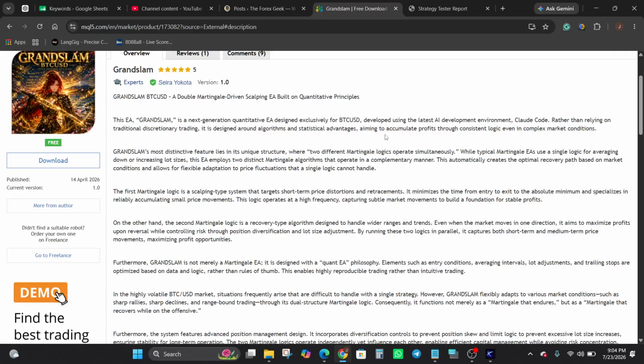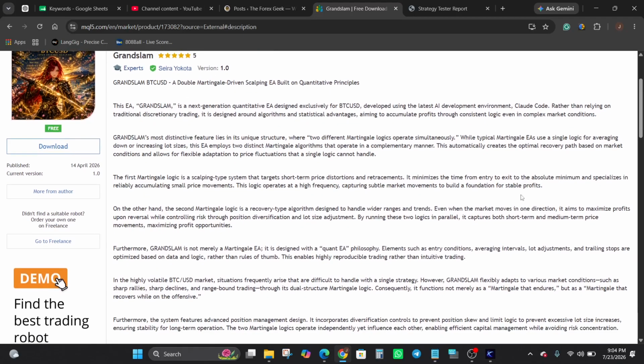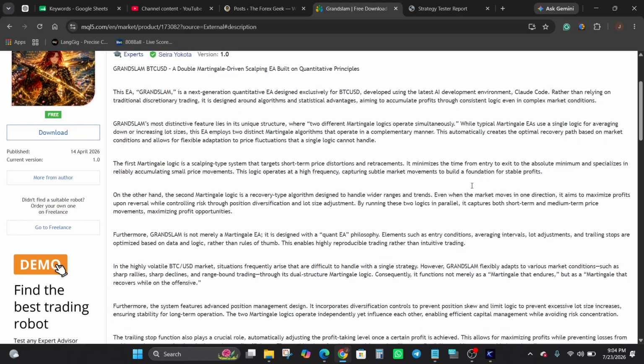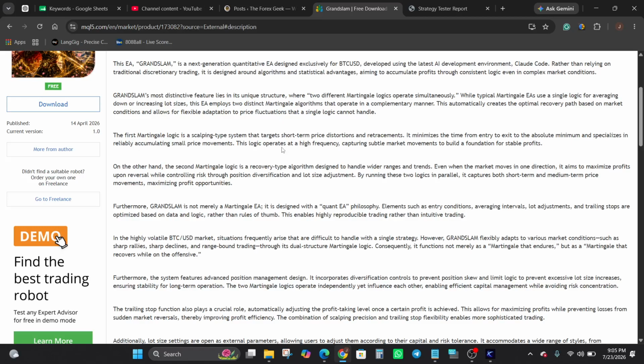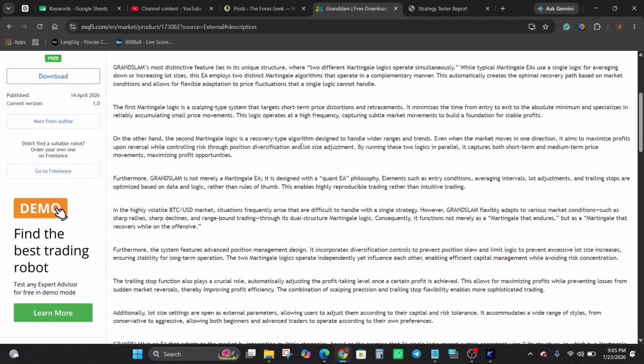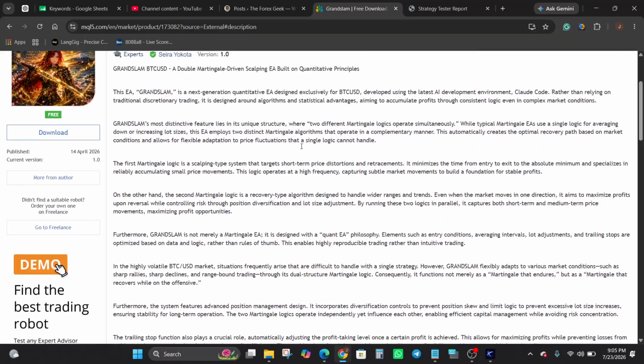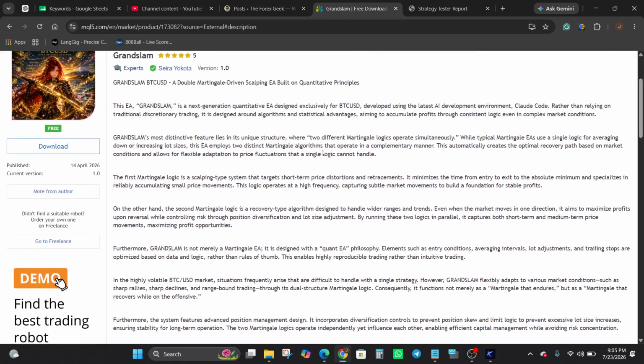One of the first things that the developer highlights is that this EA is built around two different martingale logics operating at the same time. Unlike many martingale systems that rely on a single recovery approach, this one combines two separate recovery mechanisms that are intended to complement each other depending on market conditions. According to the marketplace description, the first logic is designed for short-term scalping.